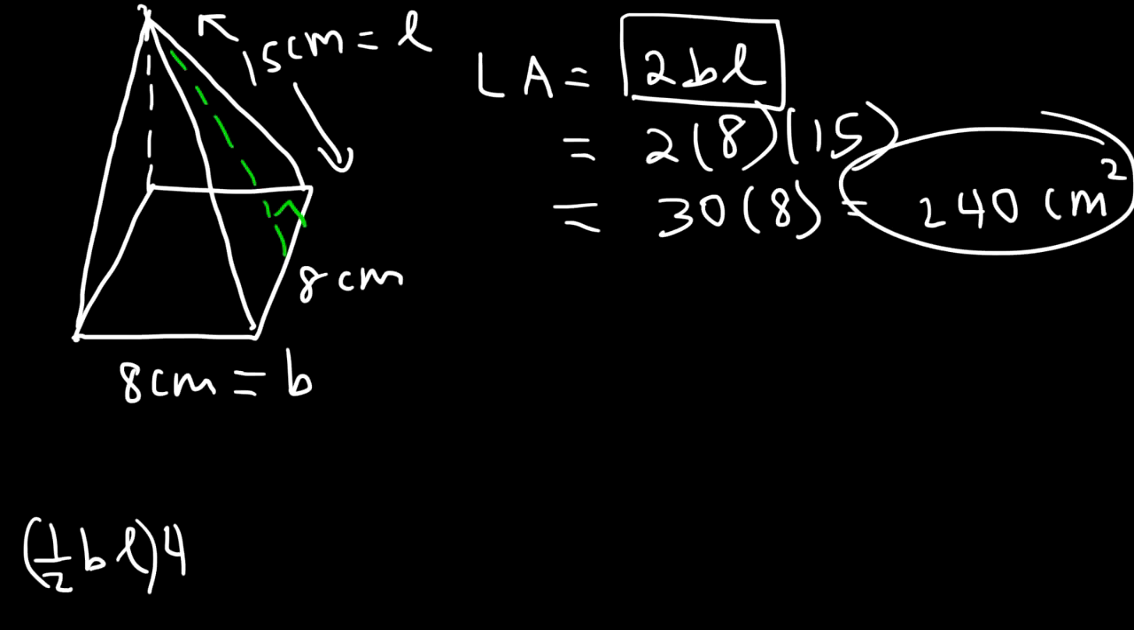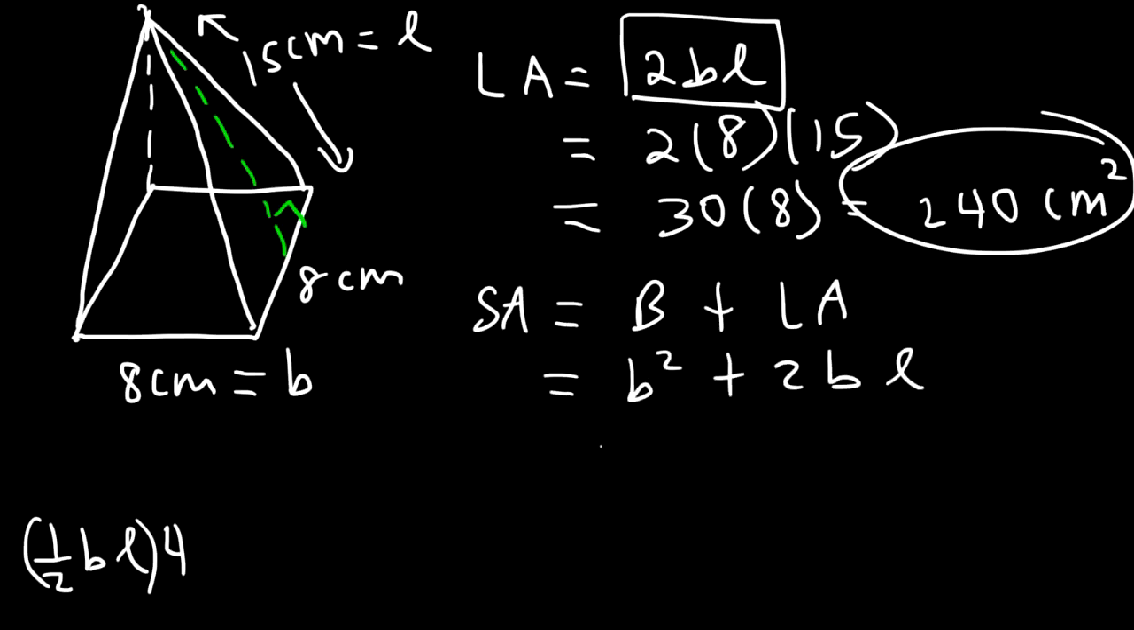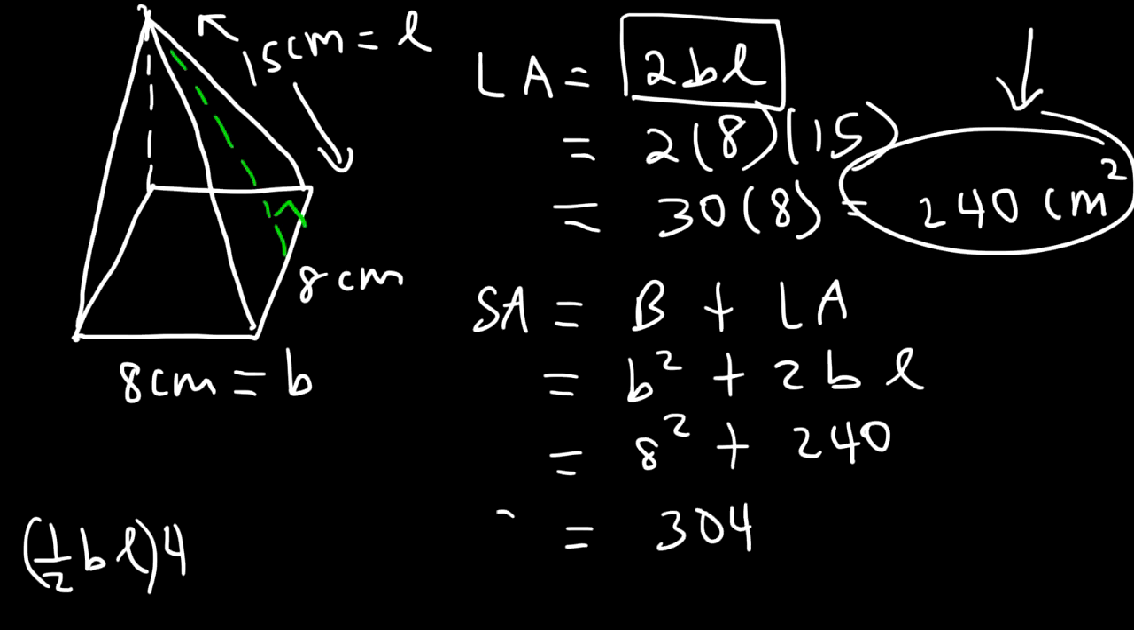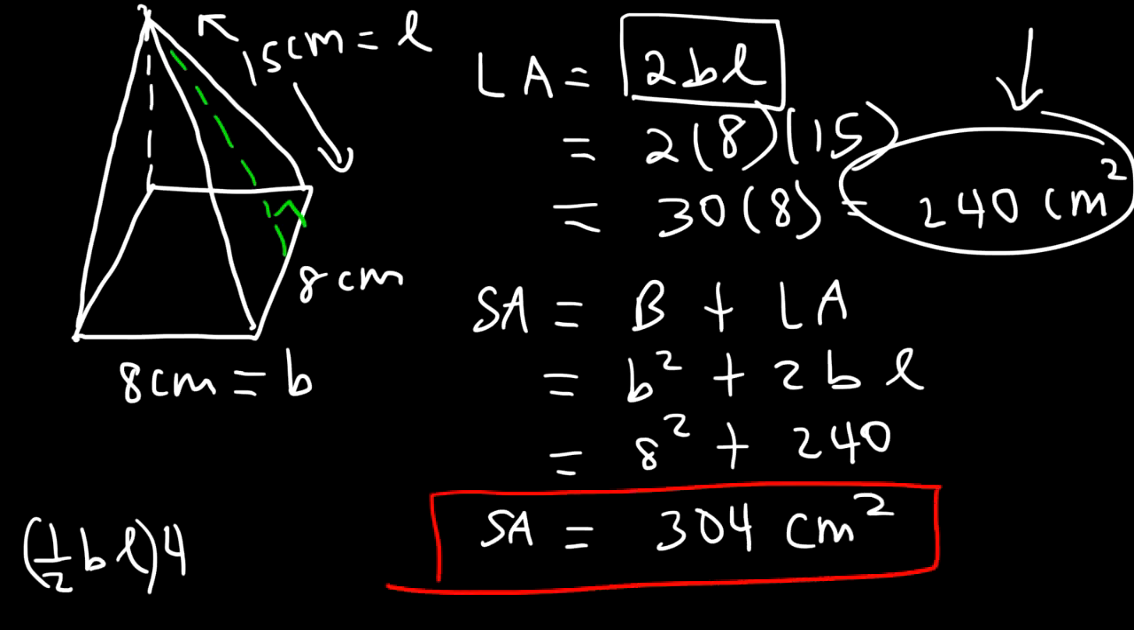Now what we need to do next is find the surface area. It's the area of the base plus the lateral area. So it's going to be b squared plus 2bl. b squared is going to be 8 squared, and 2bl is 240. 8 squared is 64. 64 plus 240 is 304. So the surface area is 304 square centimeters. And so now you know how to find the surface area and the lateral area of a square-based pyramid. So these are the two equations that you need.